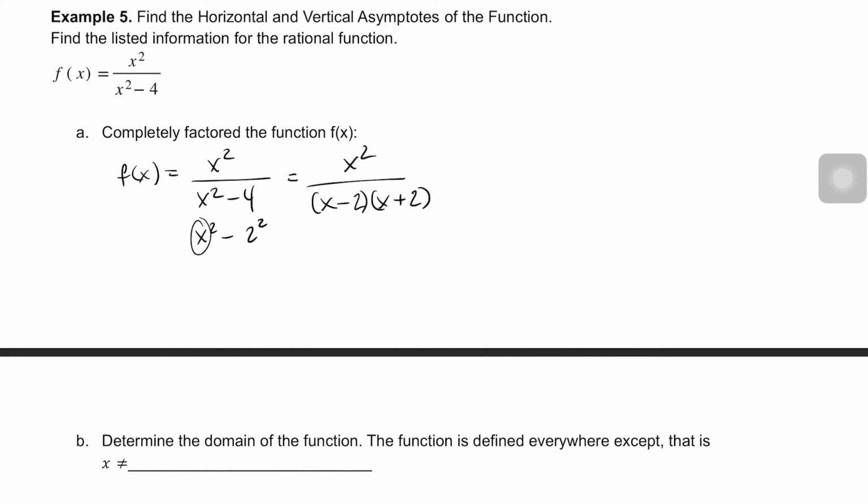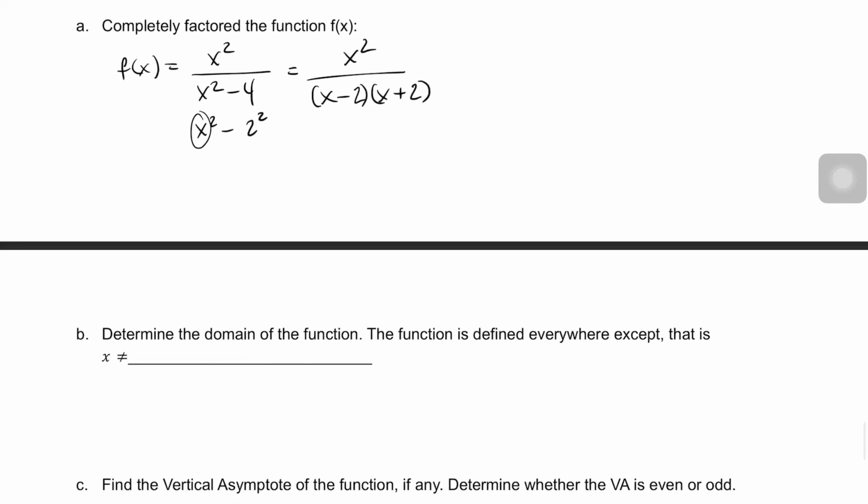Okay. All right, so we factor this out. The numerator does not require to be factored because it's just x squared. But that's pretty much it for that part. Let's determine the domain of the function. That means where is the function defined, and we can see here that it is defined everywhere except where the denominator is equal to 0.